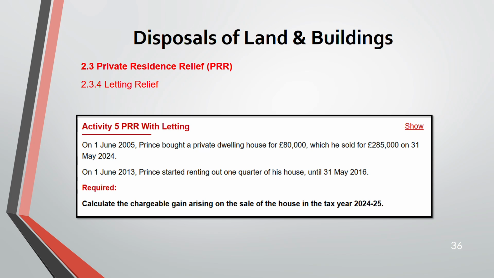Here again, on 1st June 2005, Prince bought for 80,000. He sold for 285 on 31st May. On 1st June 2013, he started renting out 1/4 of his house until this date. So calculate the gain on the sale of the house. Let us do that.